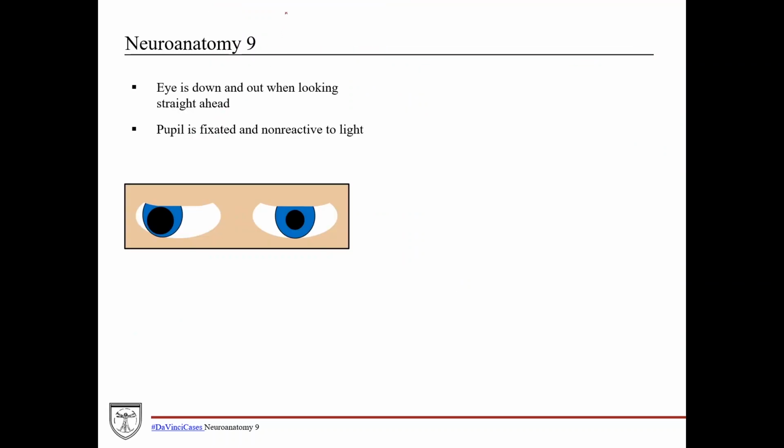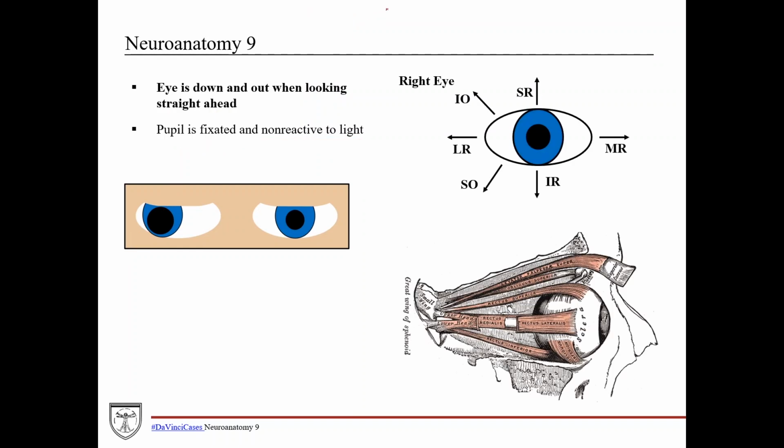Now that we've established that it's an epidural hematoma, let's look at this diagram here to see what this is trying to tell us. The eye is down and out and looking straight ahead, and then the pupil is fixated and non-reactive to light. So what does that mean? What we want to look at is, let's say this is the right eye. This is the motions of the eye.